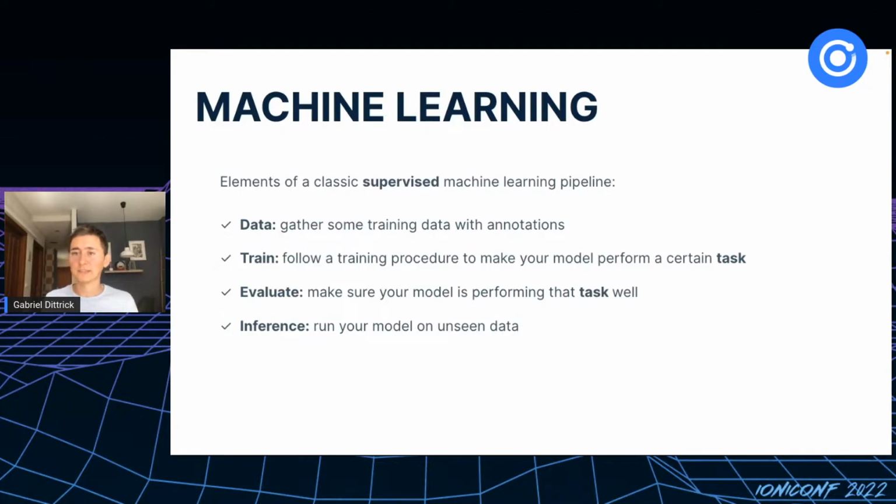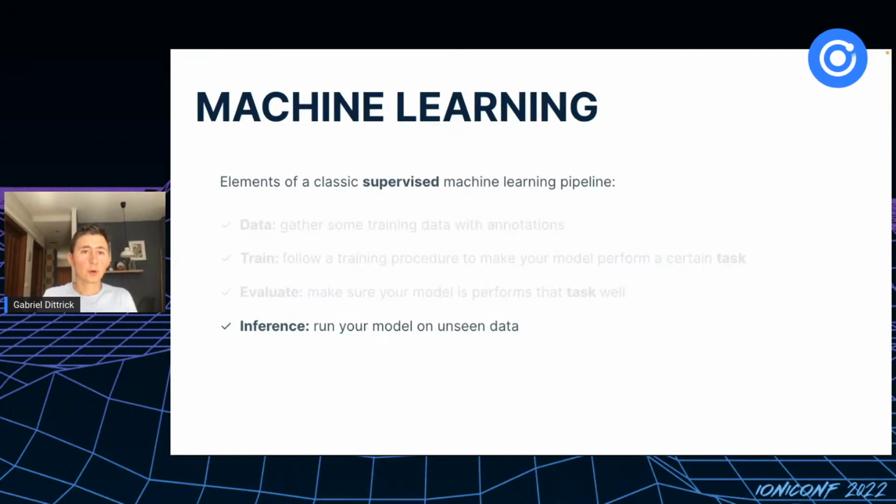And the last step is the inference. This is where you deploy your model to production and you run it on some unseen data. And this is actually where your model is bringing some value. So what we will focus on during this talk is the last step, the inference. This is where some actual code is running an algorithm on some new data. And for us, this will happen on the mobile.